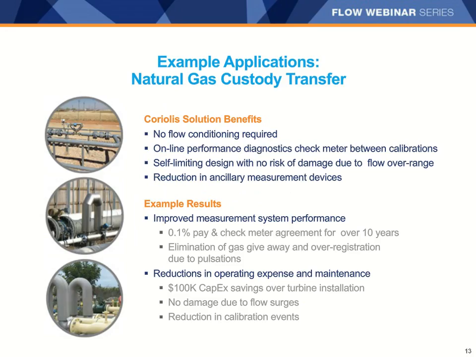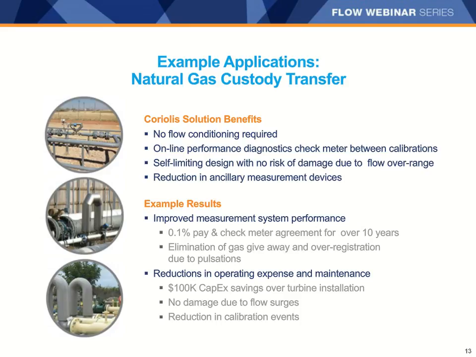I'm going to share just 4 of these example applications in more detail before we move on, starting with custody transfer. The benefits of using Coriolis meters in custody transfer of natural gas include the fact that there is no need for flow conditioning with a Coriolis meter. Micro Motion meters have an online diagnostic to check the meter that I will cover in more detail later, and they are not vulnerable to damage by flowing at too high a flow rate. As we discussed, there is no need for temperature or pressure measurement devices to convert back to standard volume units.